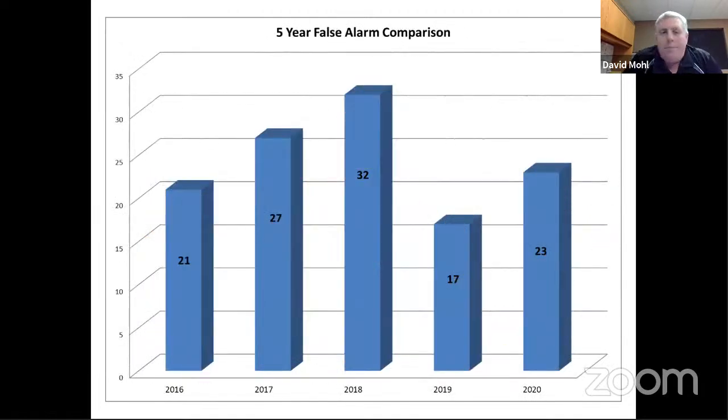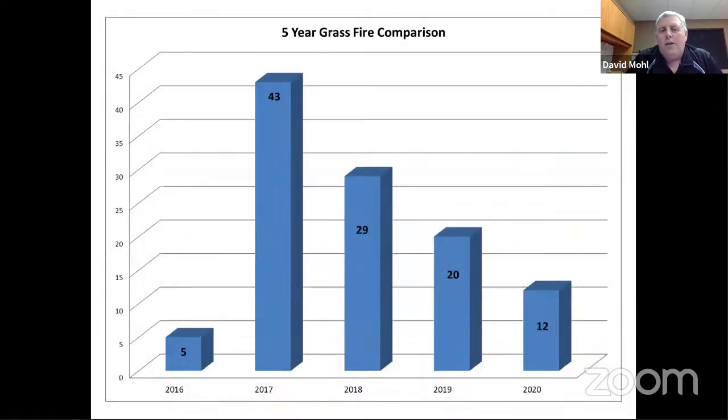Breaking it down by types of calls, our false alarms were at 23, up from last year, but down from the 2 previous years. So I'd say more of our 5-year average. Grass fire is way down.